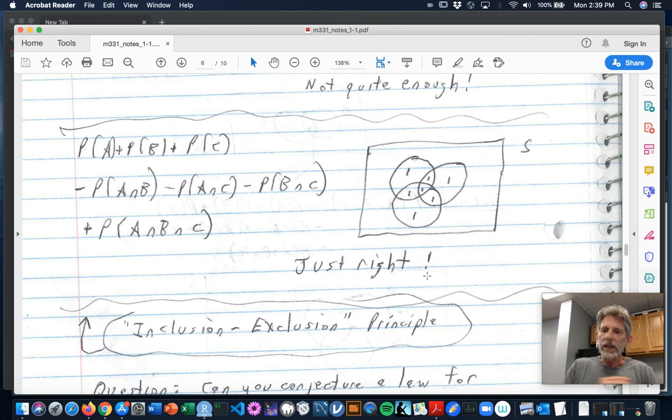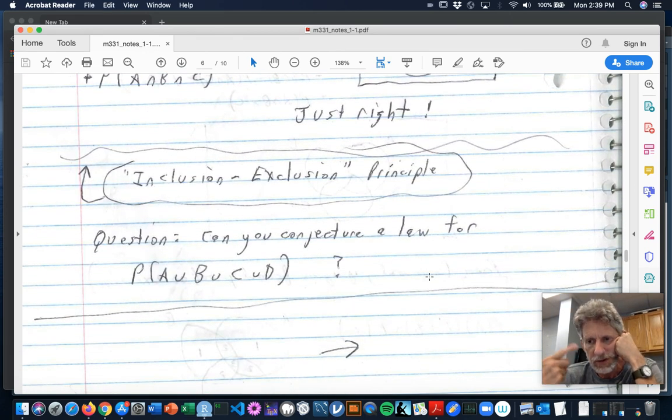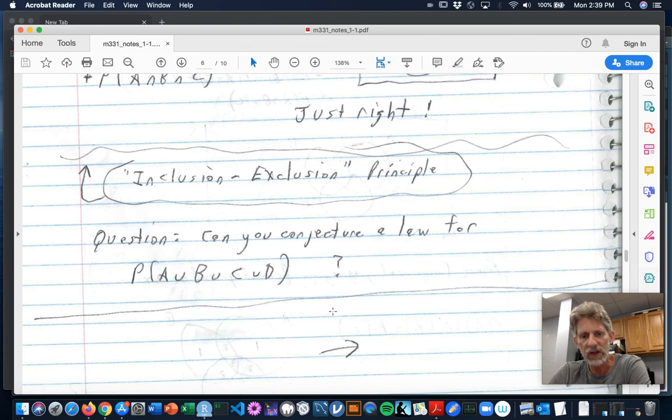This way of thinking is called the inclusion-exclusion principle. And it's a very useful way to think about some things in elementary probability theory. In fact, I wonder if you could use the inclusion-exclusion way of thinking to conjecture what would be the law of probability for the probability of the union of 4 events. Give that some thought. Maybe we can discuss that sometime.